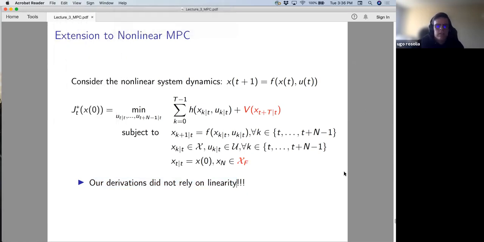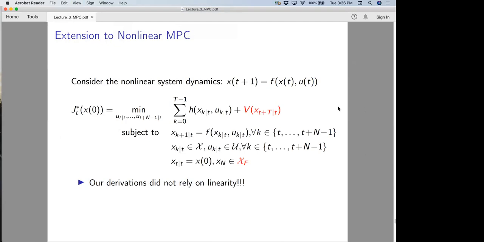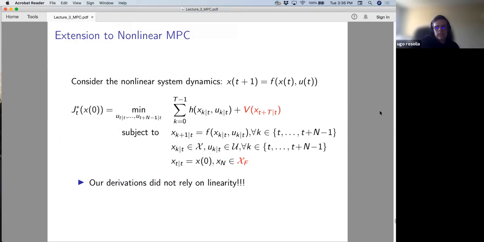Do you see my screen right now? And can you see also the pointer? Okay, yes. Great.